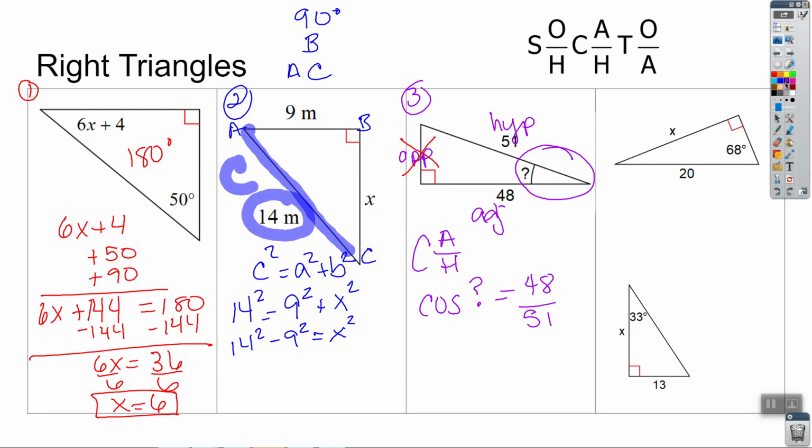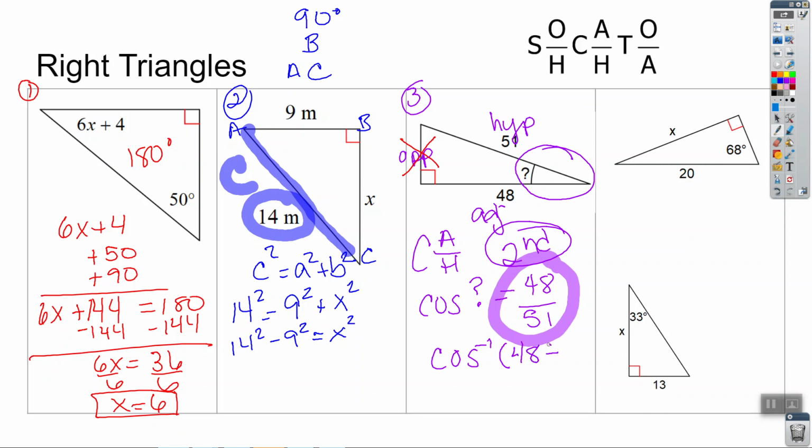Now I look at the fraction on the right side of the equal sign, and I ask, where is the x? Is x in the top or the bottom? It's a trick question. There is no x. So that tells me in my calculator, I'm going to have to hit the second key. When I do that, you'll see that I get cosine to the negative 1, and I just type in 48 divided by 51, and it would give me my answer.